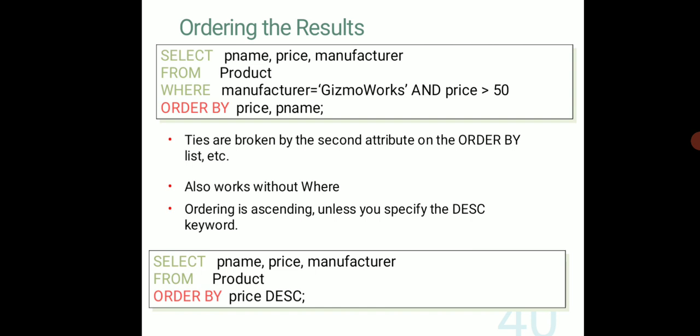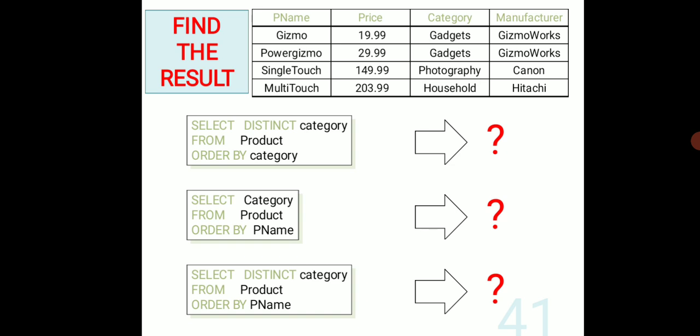Ties are broken by the second attribute on the order by list. It also works without where. Ordering is ascending unless you specify the DESC keyword. Select product name, price, manufacturer from product, order by price DESC. So find the result here. This is your table. Select distinct category from product, order by category. Try to find the answer for this.